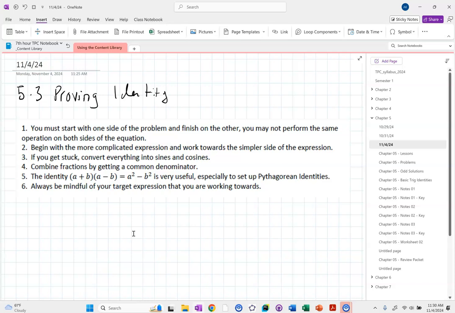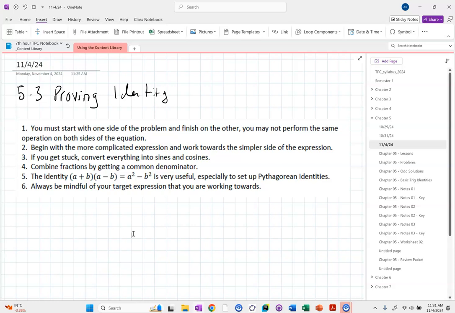Number 5 is the difference of two squares factoring pattern. You remember this from Algebra 2, that a squared minus b squared is equal to a plus b times a minus b. That's going to happen frequently. It's often a very good idea, if you see half of that difference of two squares, like an a plus b, to just go ahead and multiply the top and bottom to make it with an a minus b to get that a squared minus b squared. Because oftentimes that'll unlock a Pythagorean identity to use. Okay, so that's going to happen a lot.